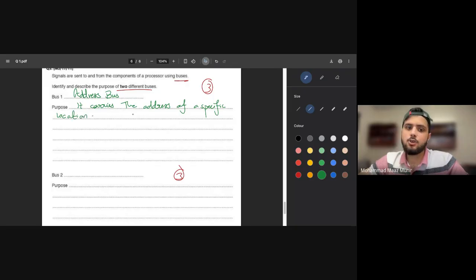So that's one point. Now you got one mark for this and one for this. One more point you can write is that the address bus is unidirectional. One statement, 1 mark, and you're going to get a perfect 3 out of 3 for this.